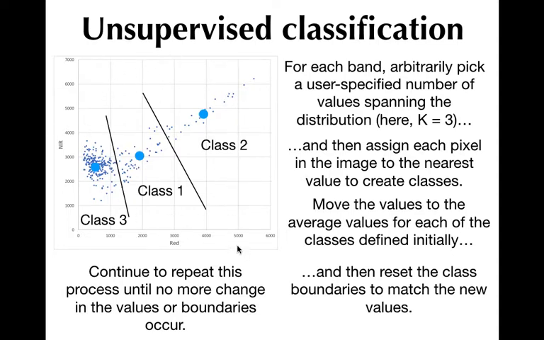And that process takes place not only between 2 bands, here the red and near infrared, but between all 7 bands and between all combinations of those 7 bands, simply extending this 2-dimensional process into an n-dimensional process, with n being the number of bands.